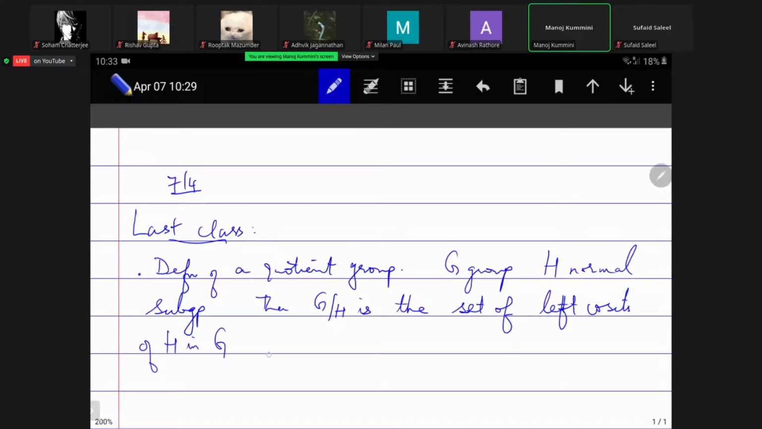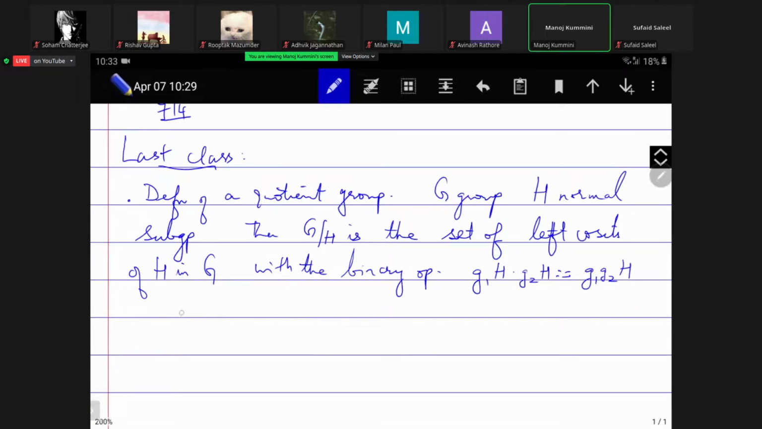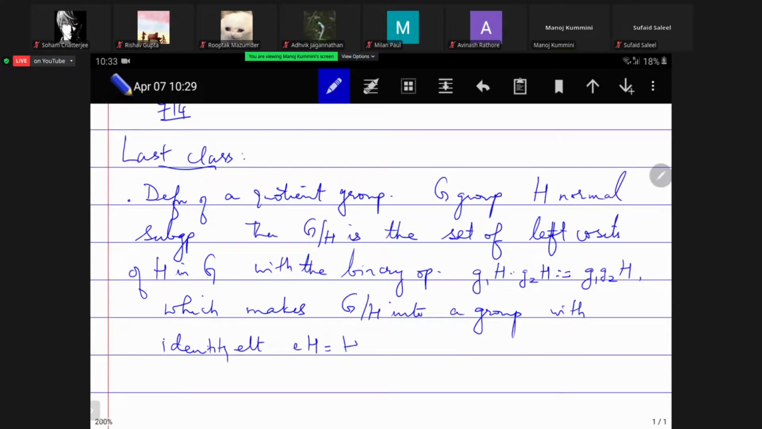Okay. Such, okay, with the operation g1H times g2H by definition equals g1g2H, which makes it into a group with identity element eH, which is the coset of e, just H itself, okay?